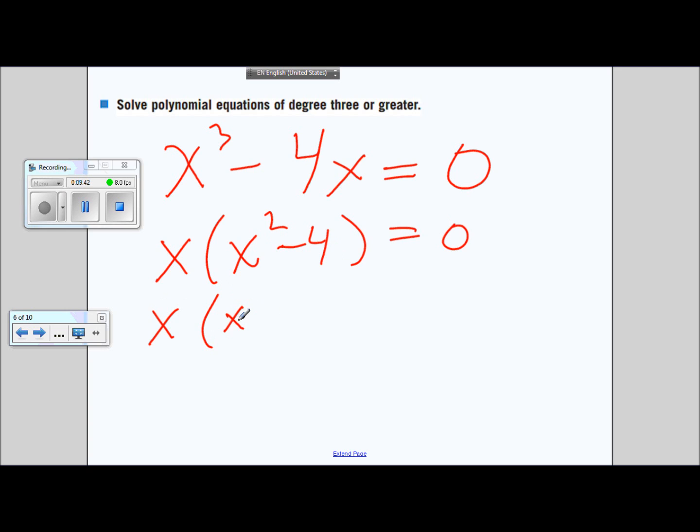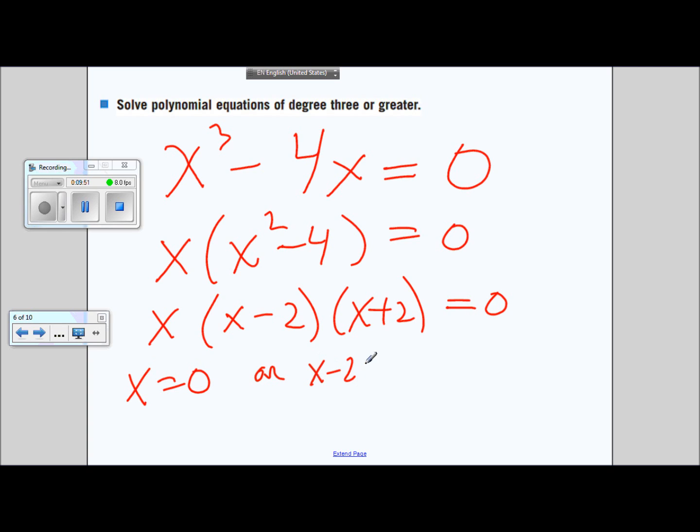and then the x squared minus 4 is the difference of squares, so that's x minus 2 times x plus 2. And then you can set each factor equal to 0, x equals 0, or x minus 2 equals 0, or x plus 2 equals 0. And look at that, we get three answers. 0, 2, or negative 2.